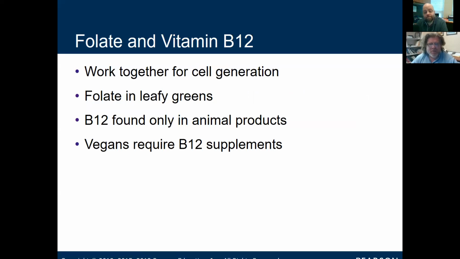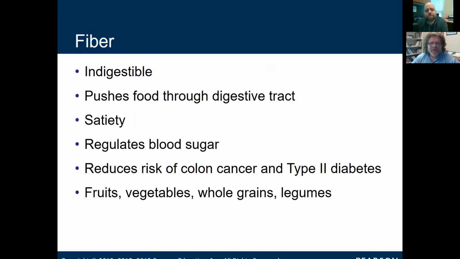Folate also from green leafy vegetables. Other B vitamins like B12 only come from animal products. So if you're a vegetarian, you're probably going to need a B12 supplement. Yeah, and really the other B vitamins, who needs those? I mean, really. Yeah. Wait, some of us do.